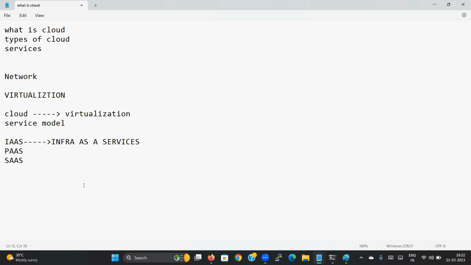So what are the things you don't need to worry about here? You don't need to worry about physical servers, but you have to worry about your virtual machines. Networking, storage, and finally the OS. By default, the operating system will be installed and an image will be given to you. Everything will be pre-configured by the service provider only, not only AWS, Azure, or GCP, anything. So this is about IaaS.